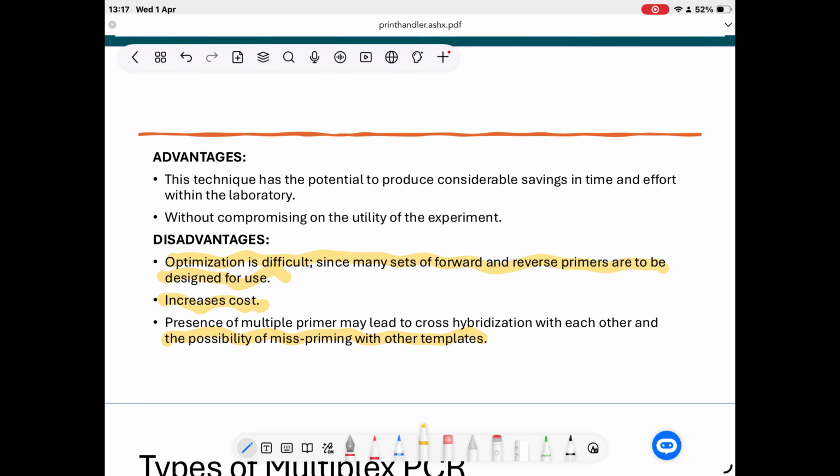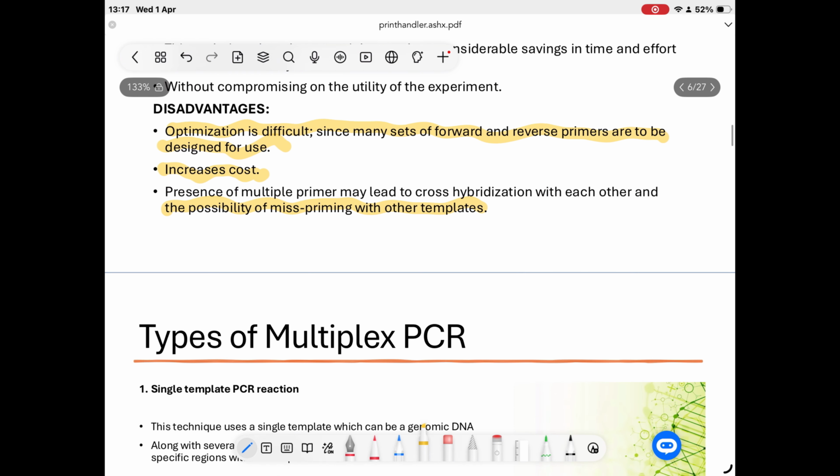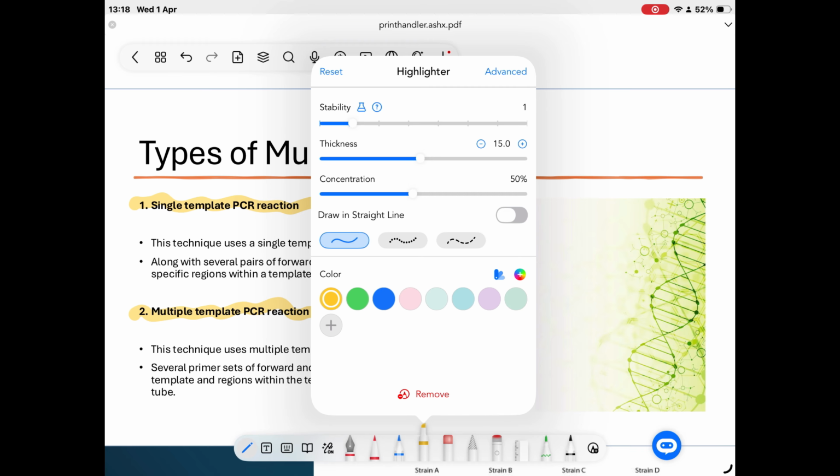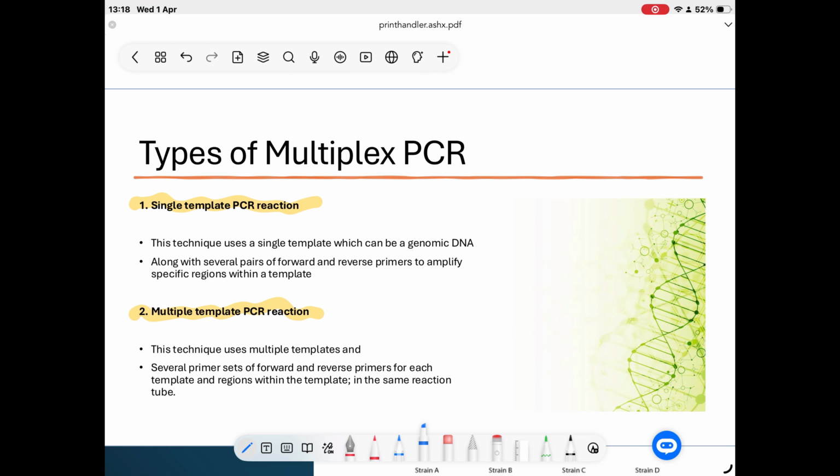Having established those severe stakes, the source material pivots to the architectures. The actual physical configurations of multiplex PCR. It splits them into two distinct categories, single template PCR and multiple template PCR. Right. Let's break down the single template architecture first. The text notes this technique uses a single template, which can be genomic DNA along with several pairs of forward and reverse primers to amplify specific regions within that single template.